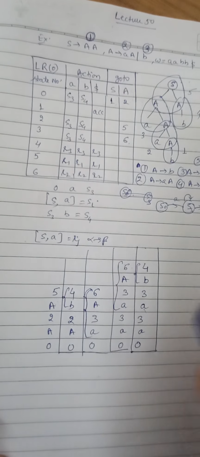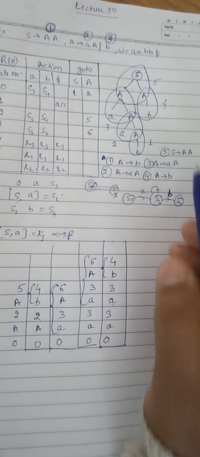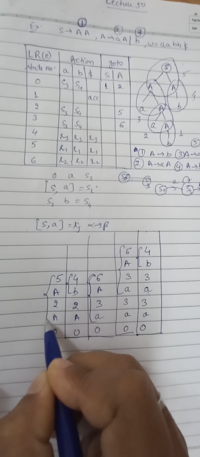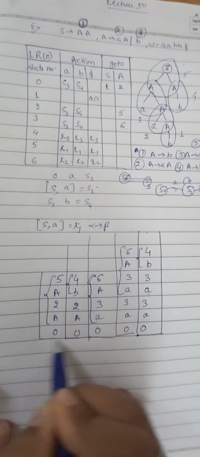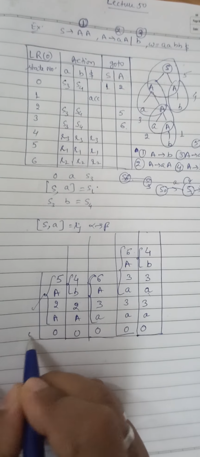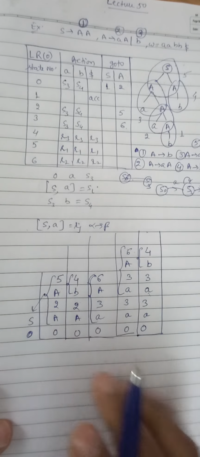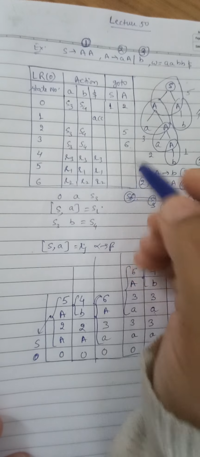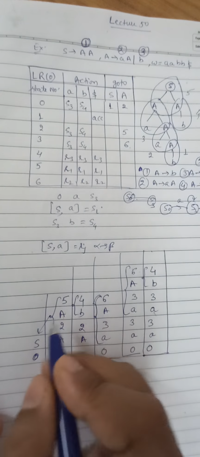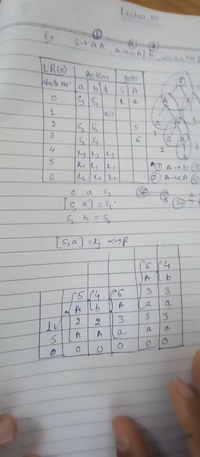Now the last production, S tends to AA, is here. So we will write here the whole AA as S. From the 0 state for S, we are reaching at 1.